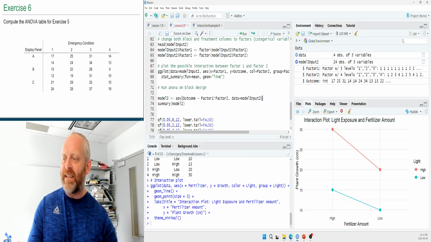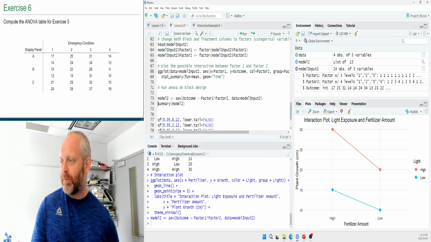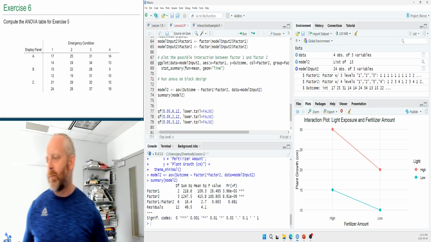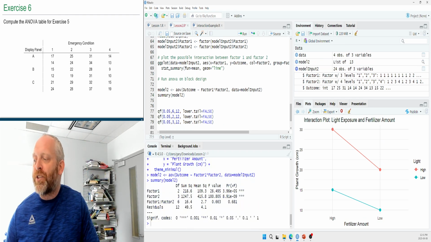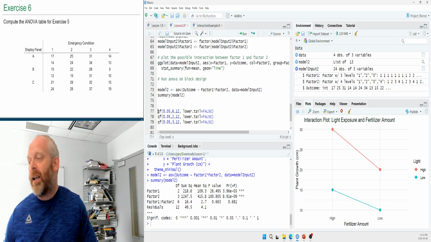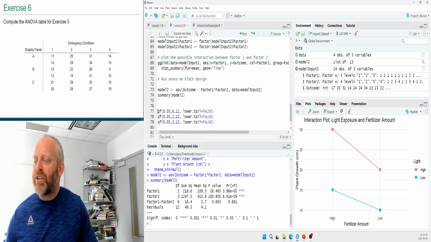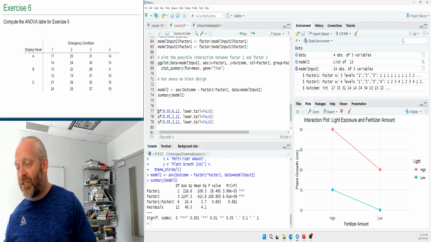So if I run this and then I run the summary, again, my degrees of freedom are 2, 3, and 6. 2 for factor 1 because I have 3 different levels, so 3 minus 1 gives me my 2. For factor 2, that is my emergency condition, there are 4 of them, so 4 minus 1 gives me my 3. 2 times 3 gives me my 6. And voila, I've got just about everything. I have the sum of squares calculated for each one, the mean sum of squares, my F values, and my P values.